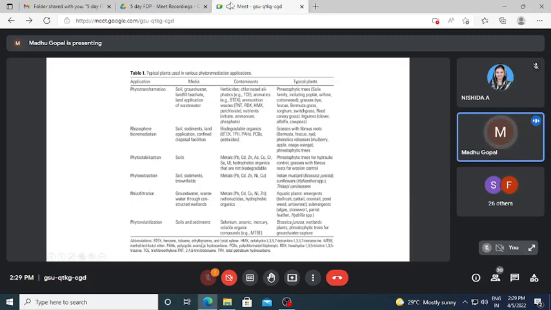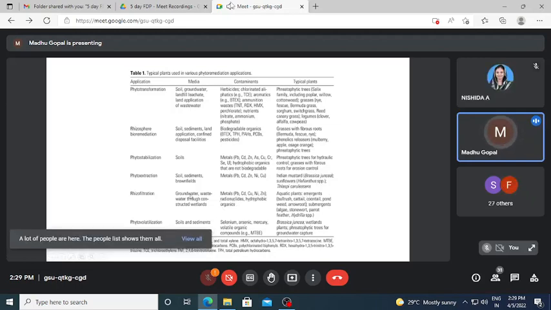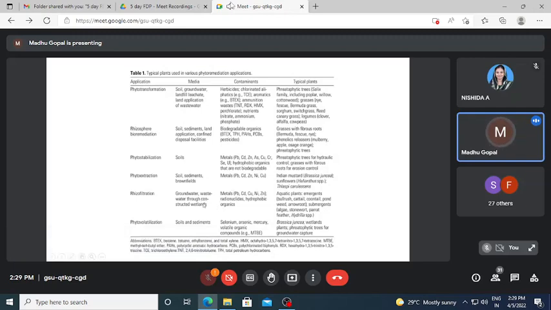Then rhizofiltration. Rhizofiltration is for groundwater and wastewater through constructed wetlands. In constructed wetlands, you can go for water hyacinth and all that. And also emergent aquatic plants like bulrush, cattail, coontail, pondweed, and all that. Even arrowroot is a good option.